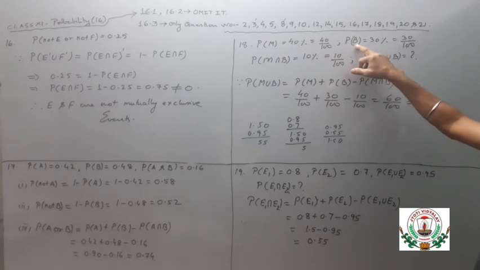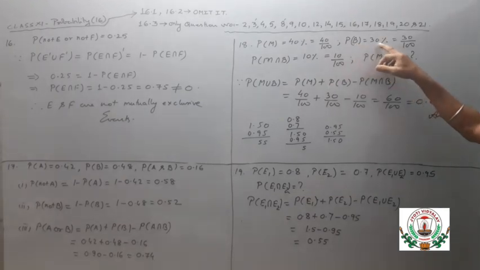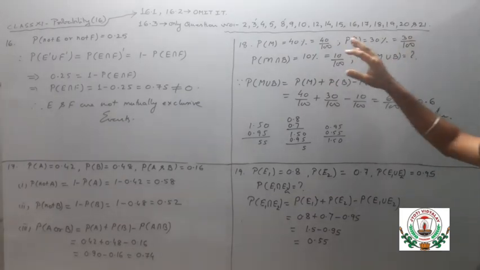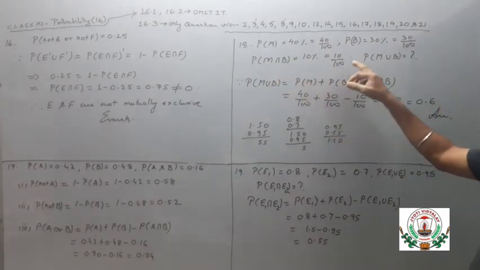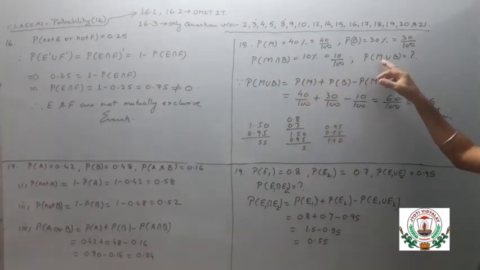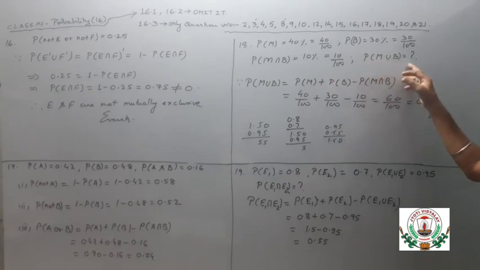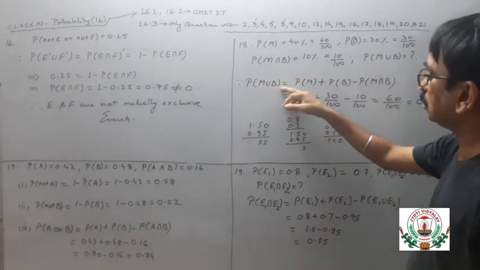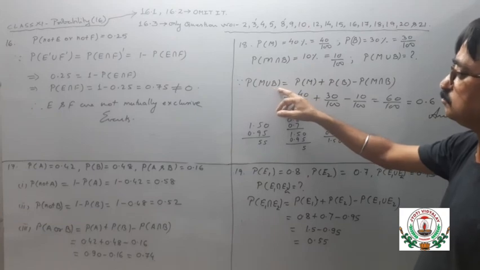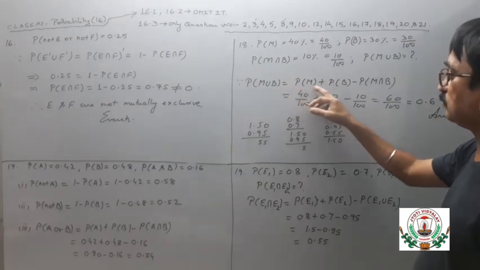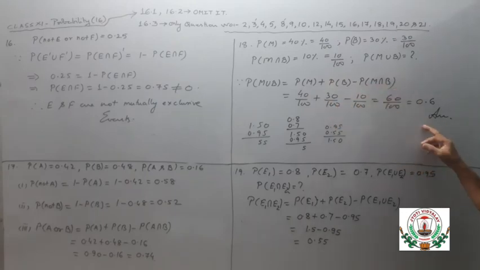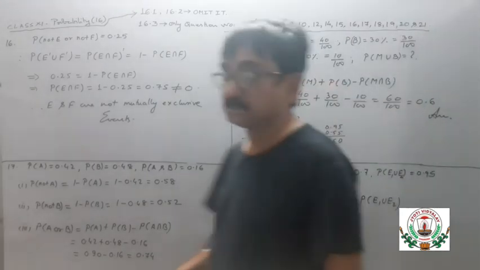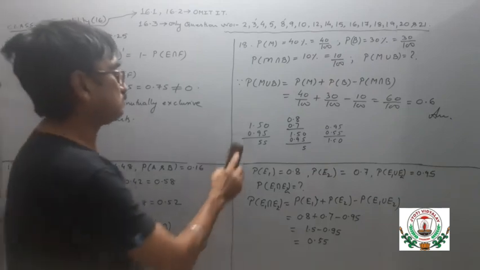Probability for the bio subject, so I have taken B, that is 30%, 30 by 100. Probability for both maths and bio, that is 10%. I have to calculate the probability for maths or bio. So again the same formula: probability of maths union bio equals probability of maths plus probability of bio minus probability of both the subjects. Simplify it and we will get the result as 0.6.